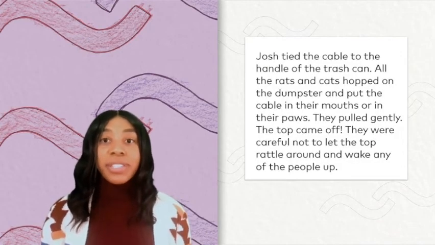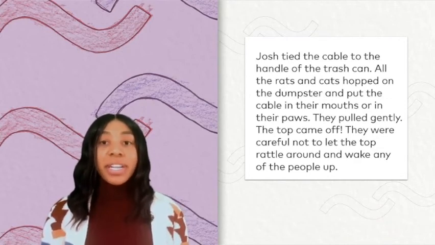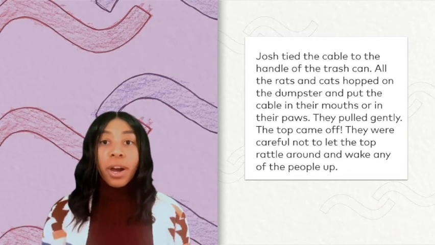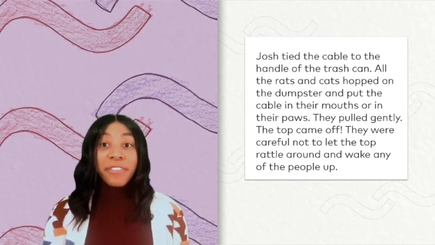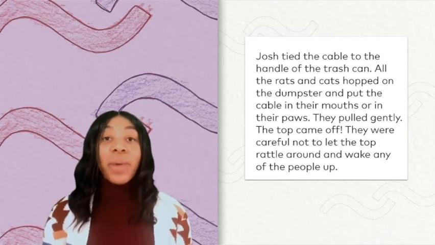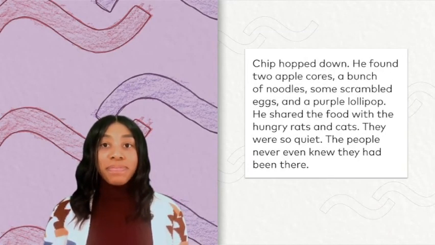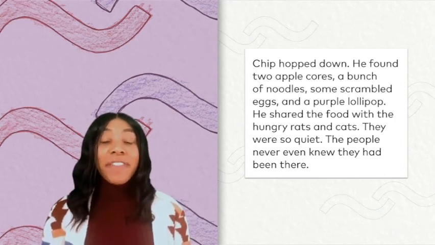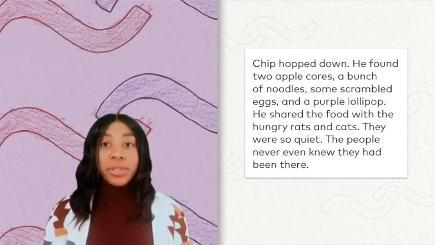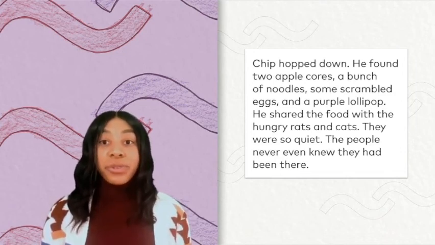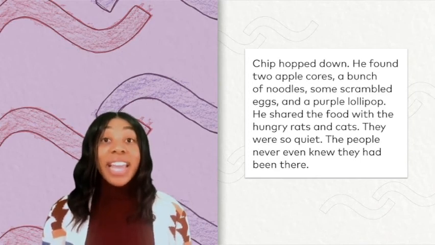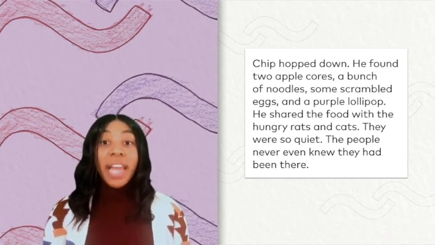Josh tied the cable to the handle of the trash can. All the rats and cats hopped on the dumpster and put the cable in their mouths or in their paws. They pulled gently. The top came off. They were careful not to let the top rattle around and wake any of the people up. Chip hopped down. He found 2 apple cores, a bunch of noodles, some scrambled eggs, and a purple lollipop. He shared the food with the hungry rats and cats. They were so quiet. The people never even knew they had been there.